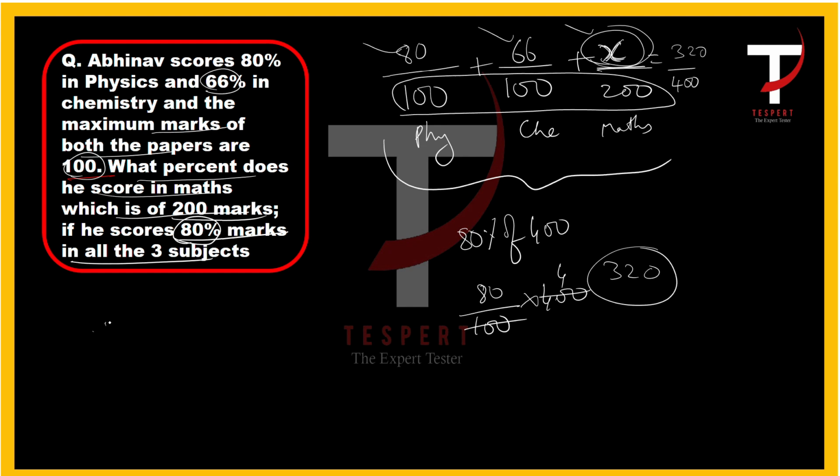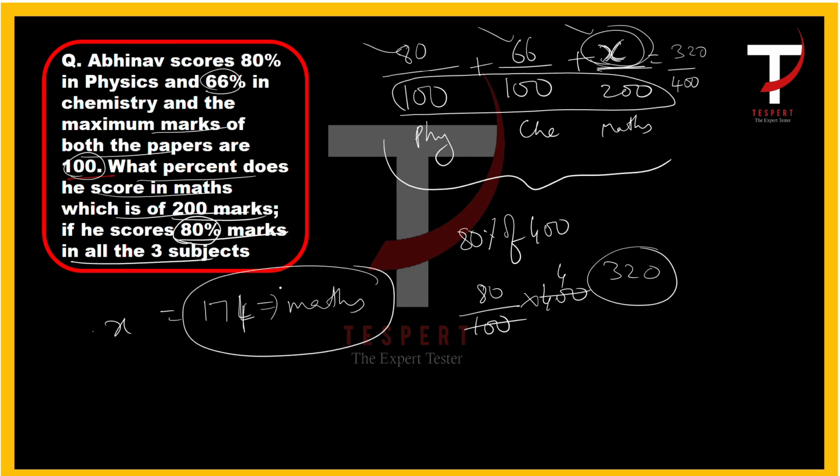So here we shall do it. X will be, just take LCM and calculate that. We will get x as 174, right? So he scored 174 marks in maths, but this is marks. We expressed in marks, but we must express in percentage. What percent? 174 out of 200, the maths paper is for 200, right? So 174 by 200 into 100, which is 87%.